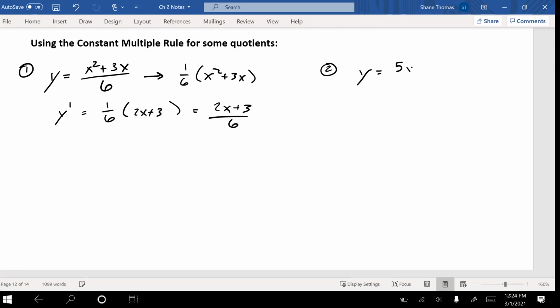I would have failed calc and not been allowed to take this one. Try that one, guys. Rewrite it, differentiate it.